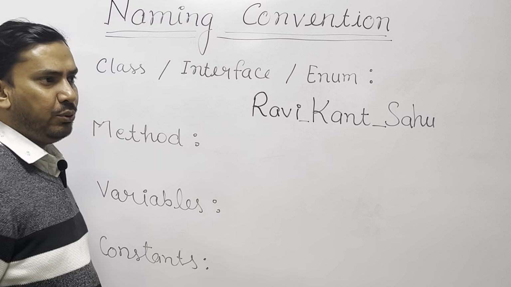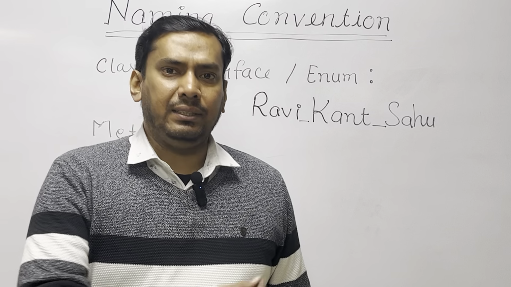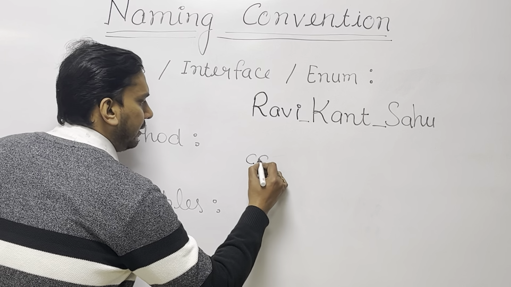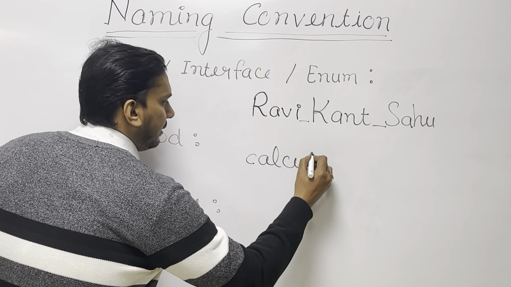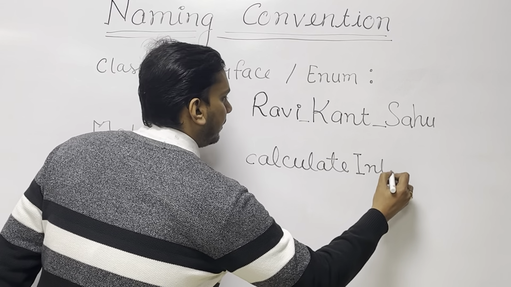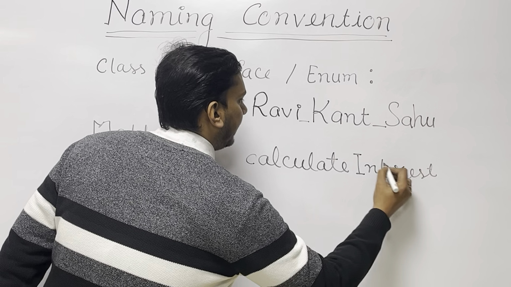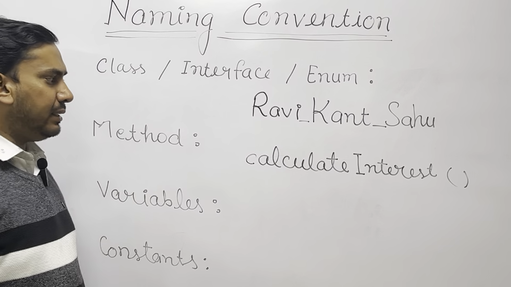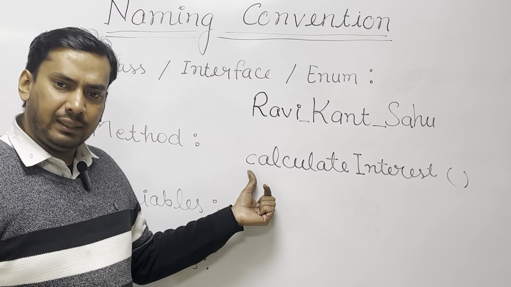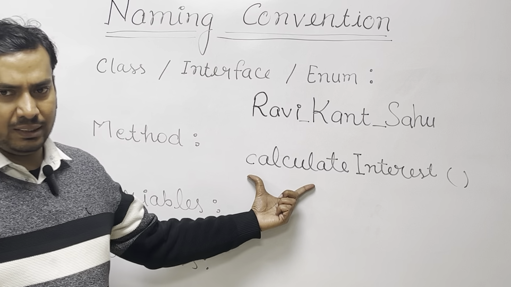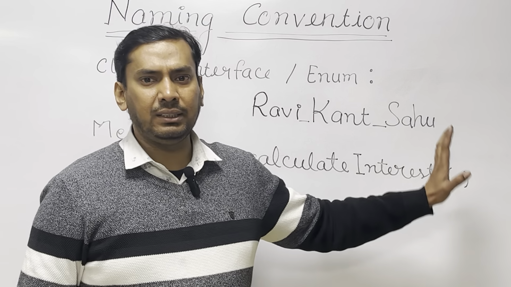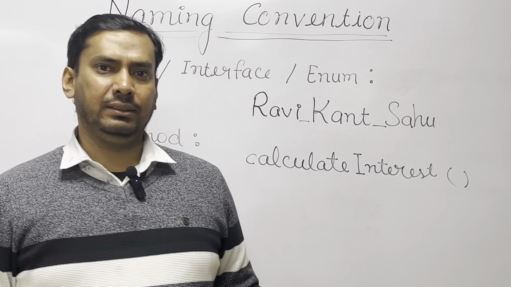For example, I have to write a function calculate interest. How will I write the calculate interest function name? You will write calculateInterest. If you check here, calculate interest has 2 words, calculate and interest. Calculate's C is in lower case because it is the first word of the identifier, but Interest's I is capital because the subsequent words' first letters will be in uppercase.